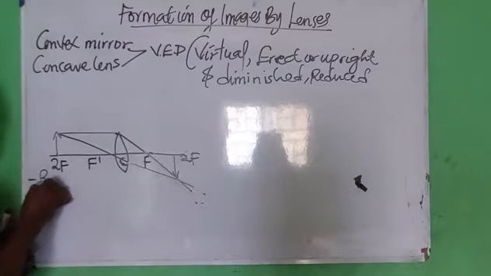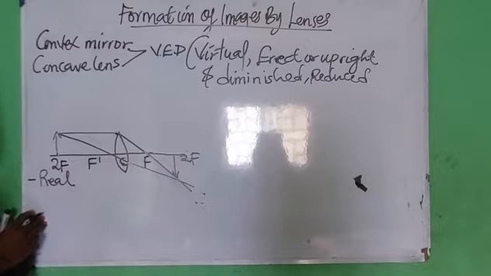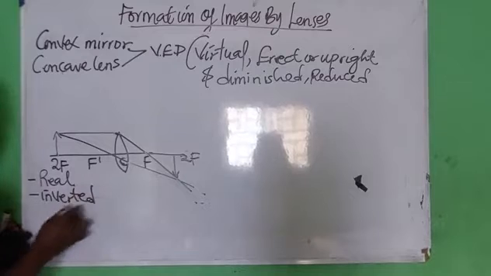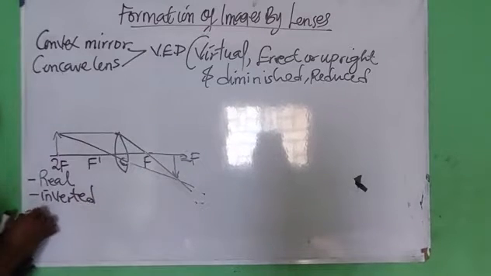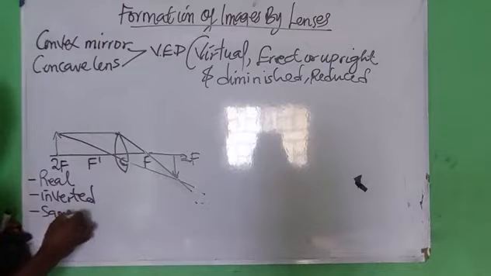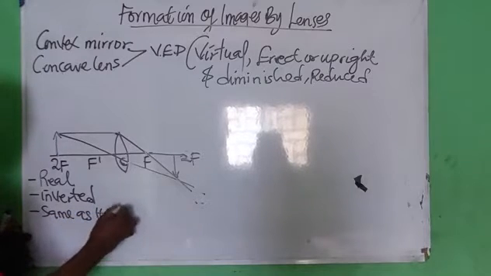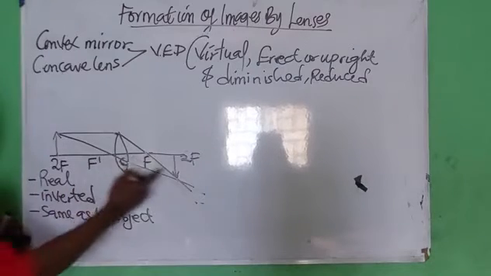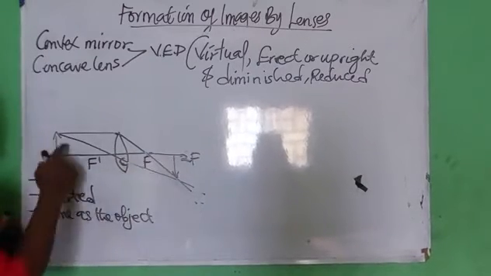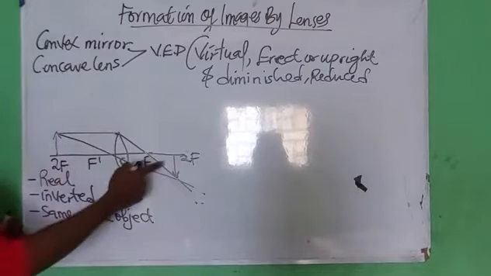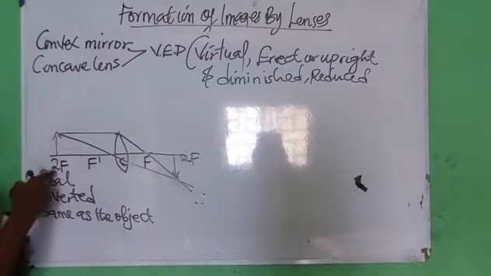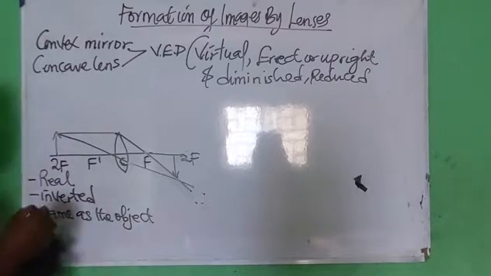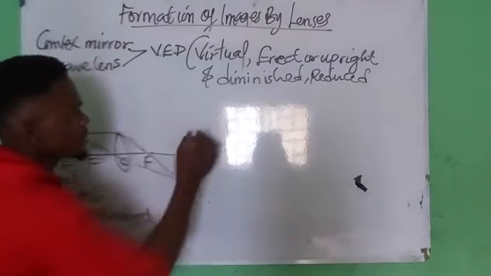Therefore, when an object is placed at 2f, one, the image is real. The image is what? Real. Two, it is what? Inverted. That is upside down. And it is same as what? The object. They have the same length. So they are same as what? The object when an object is placed at what? 2f. You see, real, inverted, same as the object.